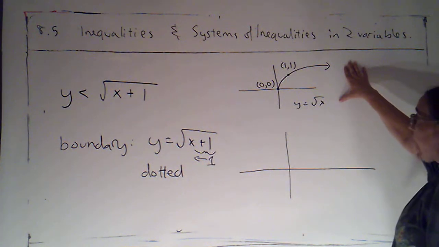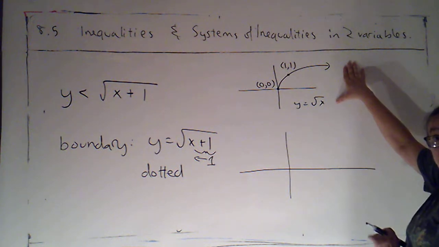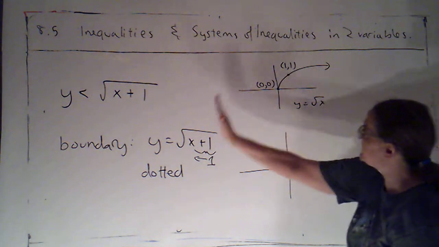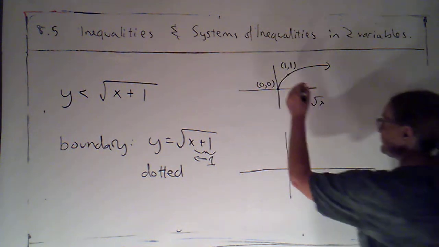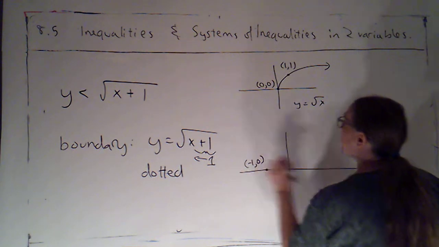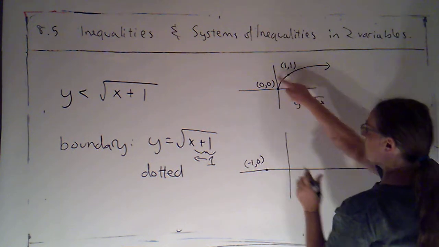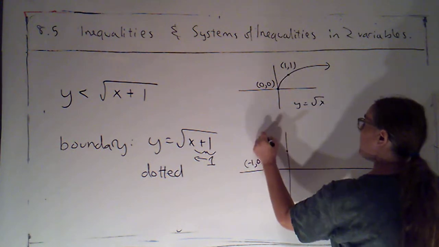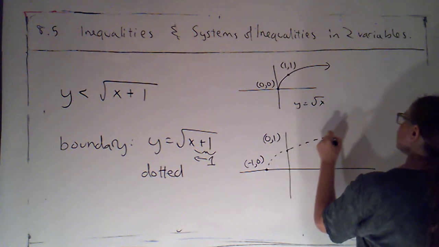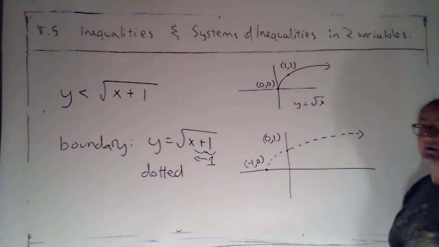Now here I've just graphed y equals the square root of x to remind us of the general shape of that. My boundary curve is going to be this curve shifted 1 to the left. So we're going to start at the point (-1, 0). This point (1, 1) will shift and actually become a y-intercept (0, 1). And then I'm going to draw that same shape, but as a dotted curve.